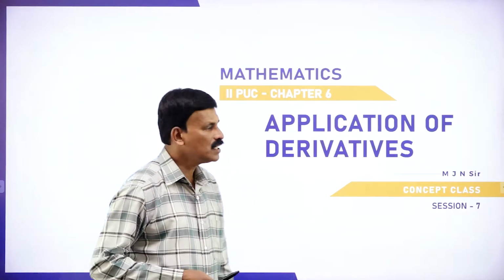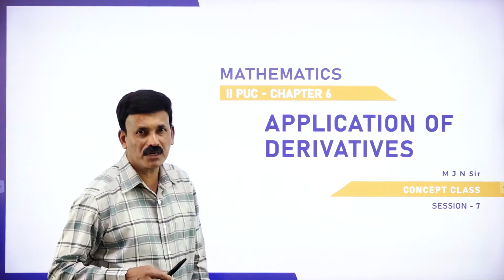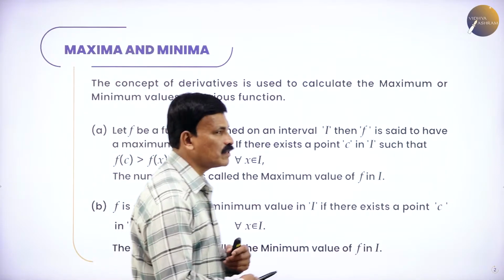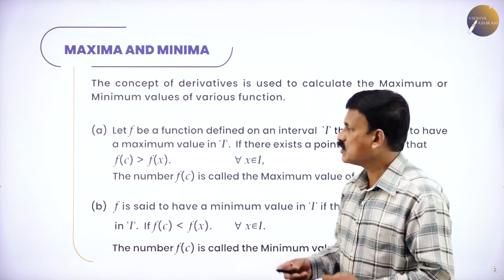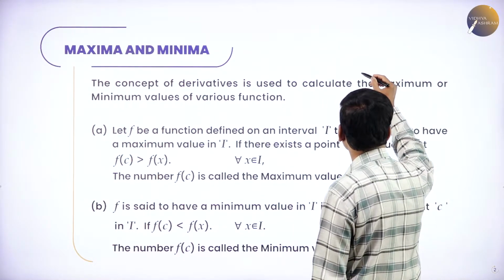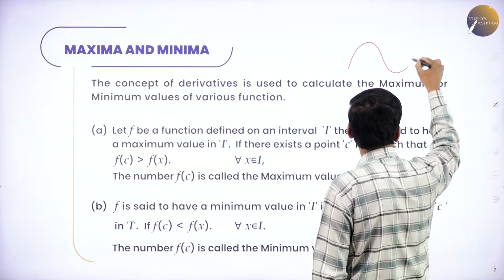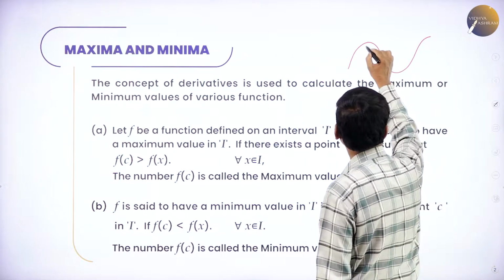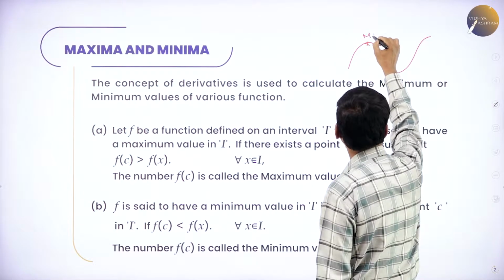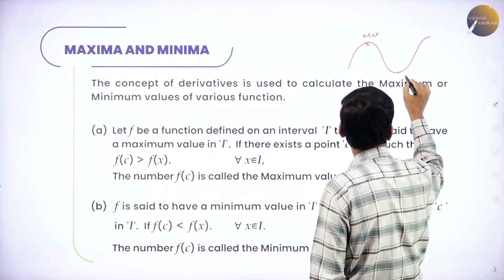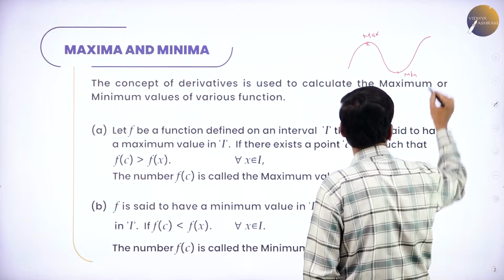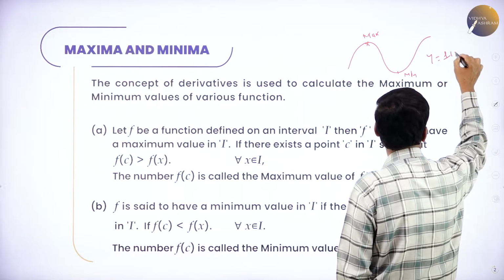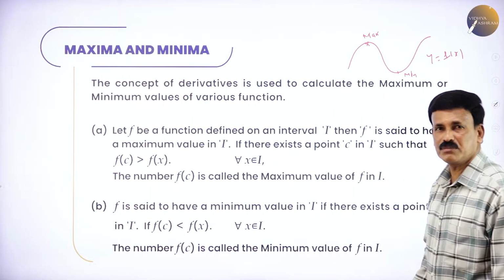That we will discuss. Before going to the exact problem, let us know what is the maximum and minimum value of a function. Suppose a continuous function increases and decreases again, it reaches a point. This is generally a maximum value, and this is called the minimum value of a function y is equal to f of x. Now how to calculate the maxima and minima?